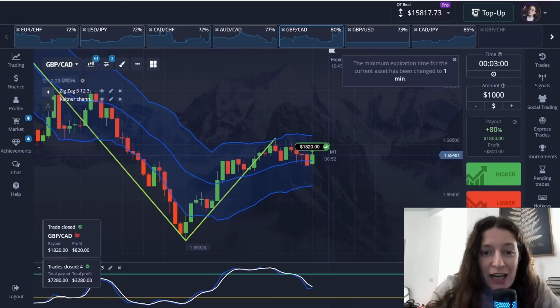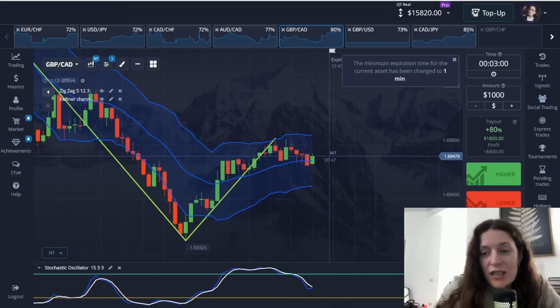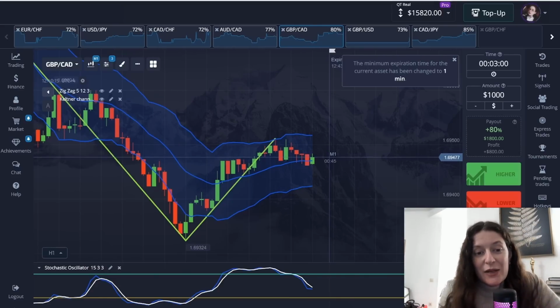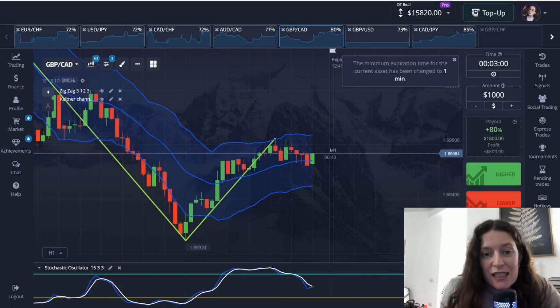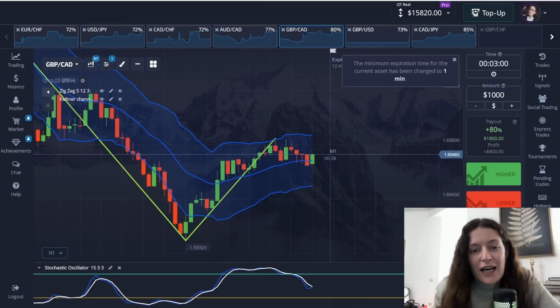Great! It's wonderful. The third position was also closed successfully. The last candle scared me a little bit, but the main thing is that I won.